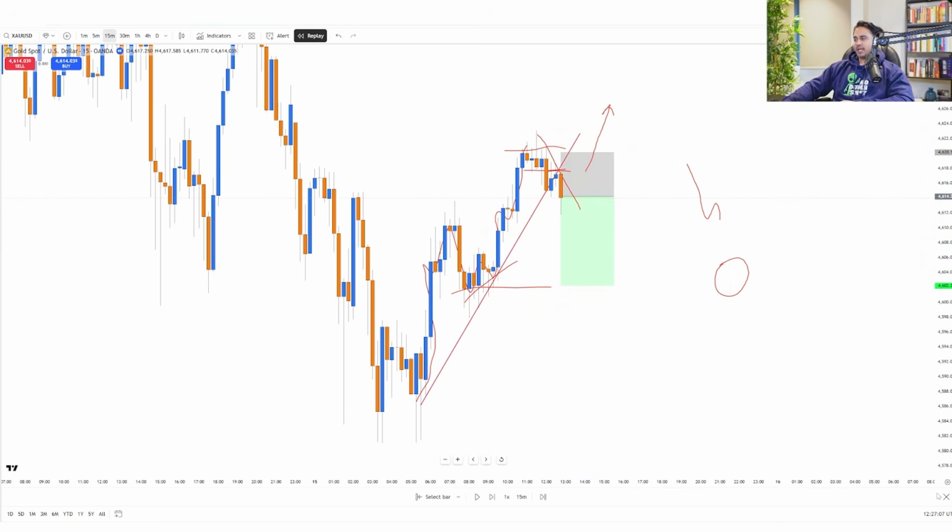So let me be clear here. We're not just entering this trade based on a pattern. We're not just entering this trade based on a lower high being formed. We're entering this trade based on the fact that price was in an uptrend. We failed to make a higher high. Price is topped out. We have a shift in structure.